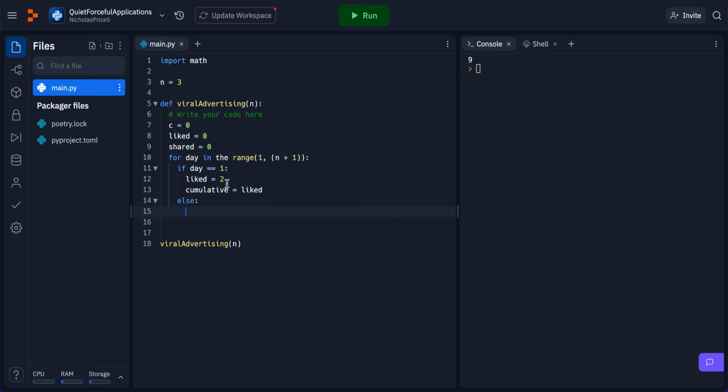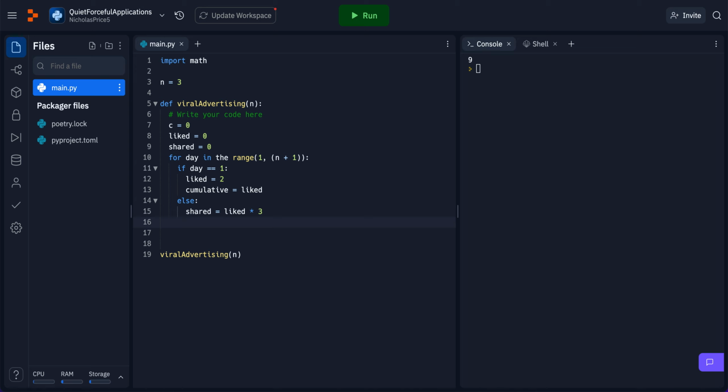Well, we need to take the likes from the day before, which is stored in our liked value, and we need to multiply that by 3 to find the times that it's shared on day 2. So writing that out programmatically, we get shared is equal to liked times 3. I apologize, I think I said times 3 previously. It is times 3 because all the people who like it will share it 3 times. Okay, so we've set our number of shares for that day. We've set our shared equal to liked times 3.